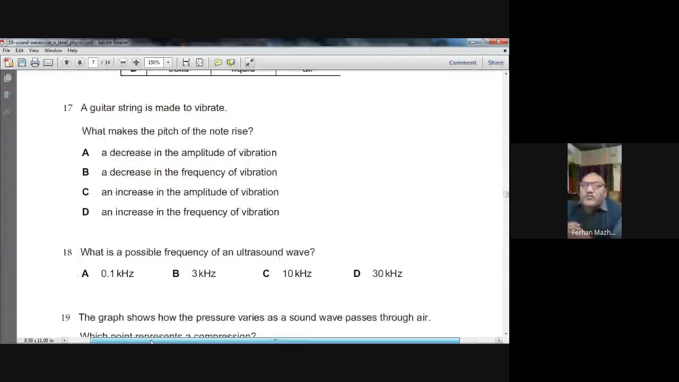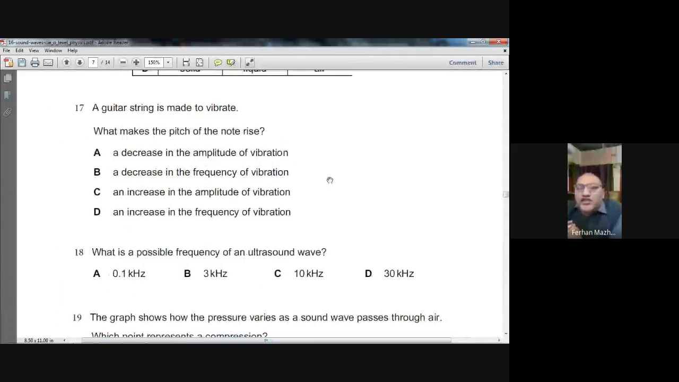A guitar string is made to vibrate. What makes the pitch of the note rise? If you want to change the pitch, you need to change the frequency. If you want the pitch to rise, the frequency should increase. If you want the pitch to lower, the frequency should decrease. Here they want the pitch to rise, so the frequency should increase. So D is the right choice: an increase in the frequency of vibration.